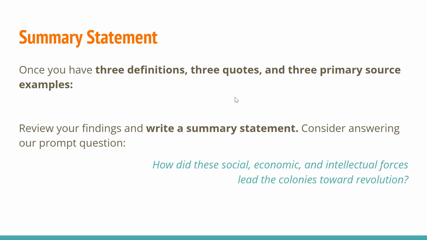Now, once you have completed your mind map, you've got your 3 definitions, your 3 quotes, and your 3 primary source examples. I want you to review your findings and write a summary statement, considering answering our prompt question as your summary. How did these social, economic, and intellectual forces lead the colonies toward revolution?